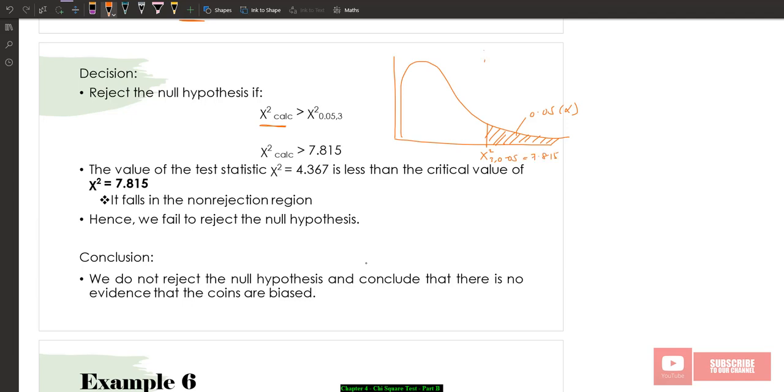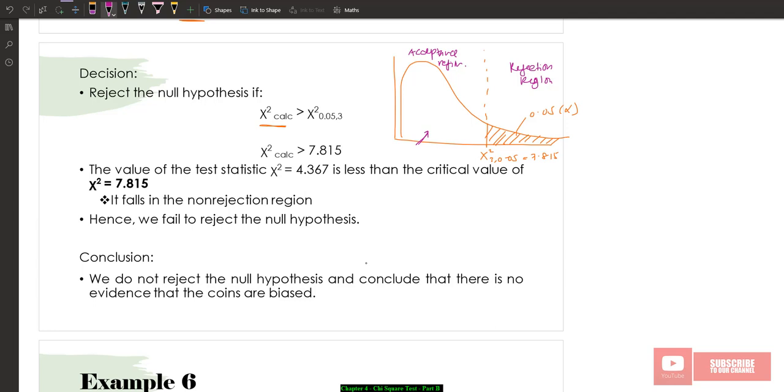7.815. As you know, the area on the right is the rejection region, and the area on the left is the acceptance region, right? So if our chi-squared calculated lies in the rejection region, we will reject the null hypothesis. If our chi-squared calculated lies in the acceptance region, we will accept the null hypothesis.